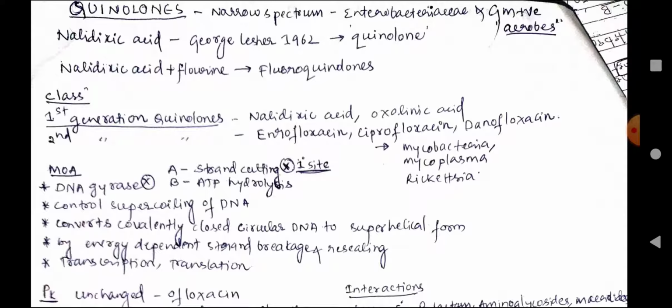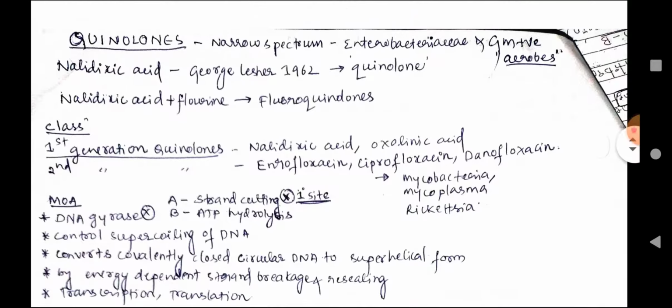The presence of the para-nitro group in chloramphenicol leads to irreversible suppression of bone marrow, which eventually leads to aplastic anemia. This is about our previous video, that is amphenicol. Now in this video we will discuss quinolones.